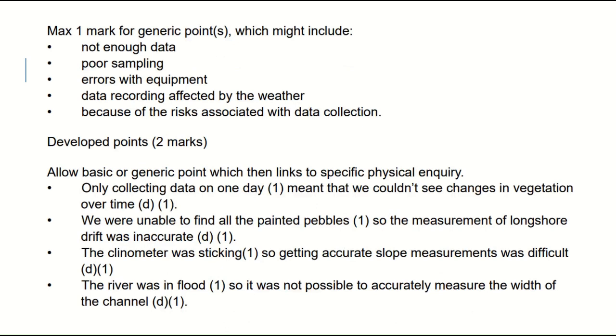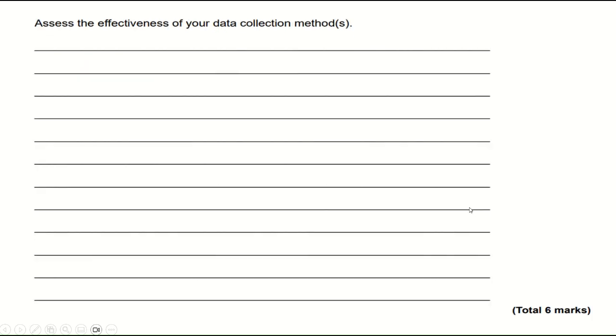So there's lots of different things here. These are obviously more generic, but you can notice here, if you just write poor sampling, for example, you're only going to get 1 mark, or not enough data. You need to make sure you're adding that extension on. So, this meant that, this meant that.